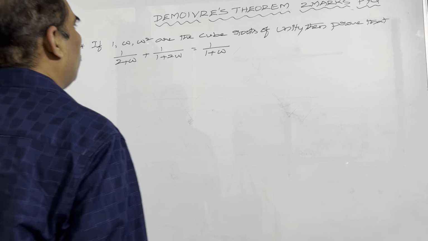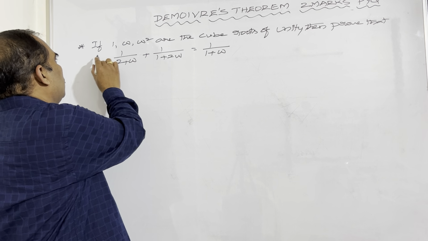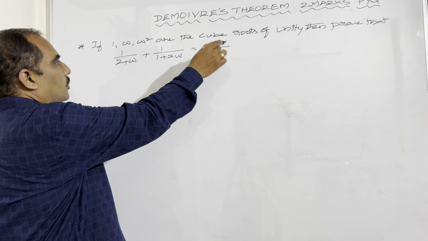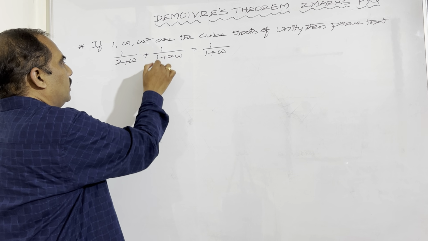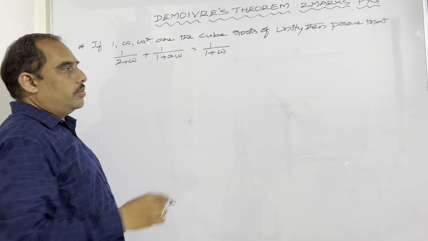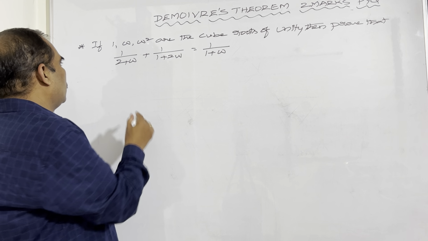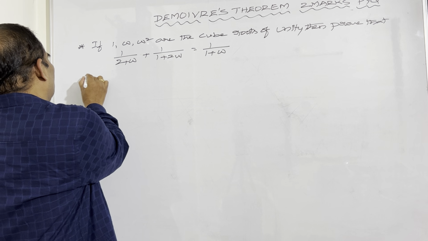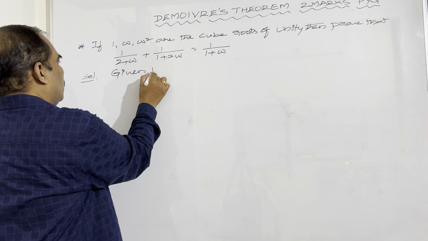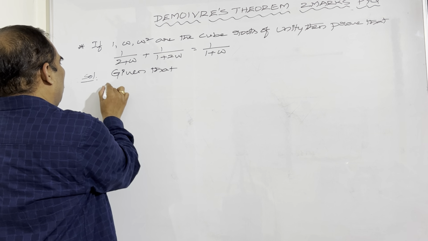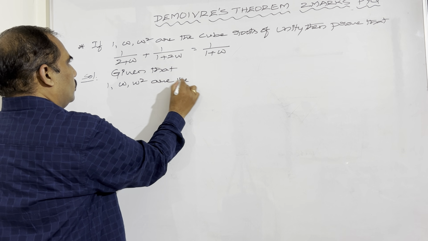So in this video we are going to discuss De Moivre's theorem, 2 marks P by Q. So the question is, if 1, omega, omega square are the cube roots of unity, then prove that 1 by 2 plus omega plus 1 by 1 plus 2 omega is equal to 1 by 1 plus omega. So see here in the question, given that 1, omega, omega square are the cube roots of unity.